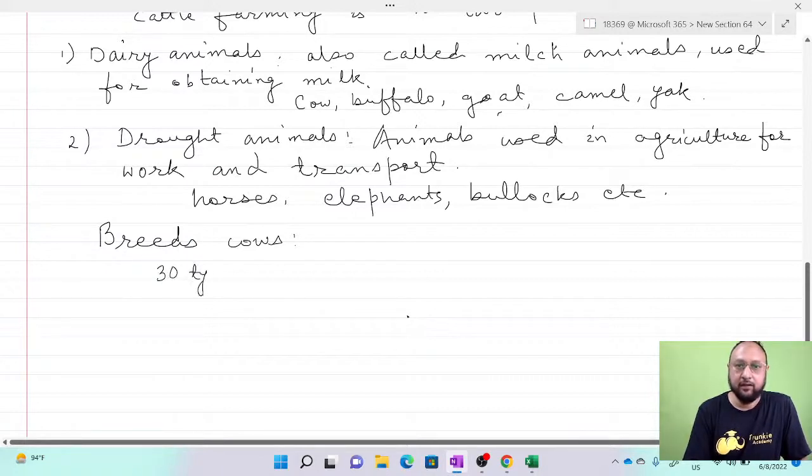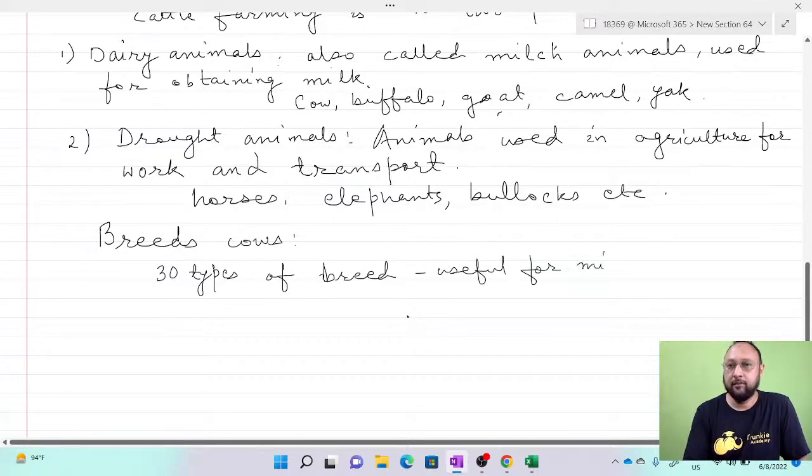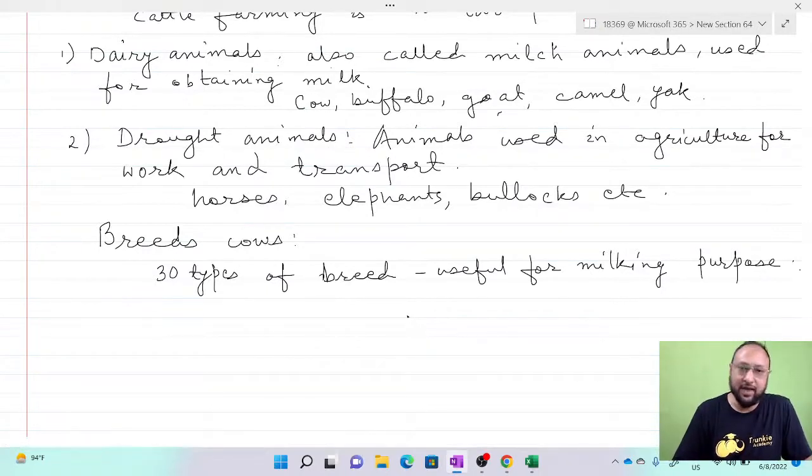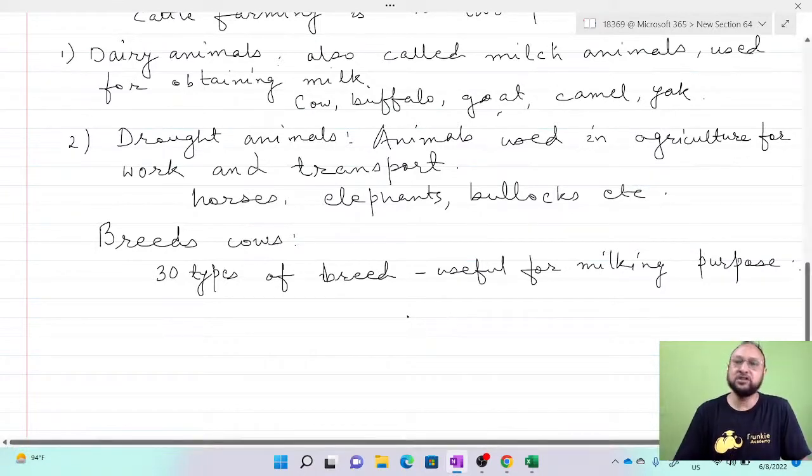There are various types, but these 30 types are important and useful for milking purposes. Some of them are good only for work and are used as draught animals, and some produce a good quantity of milk. Based on the utility, the breeds are classified into 3 categories.